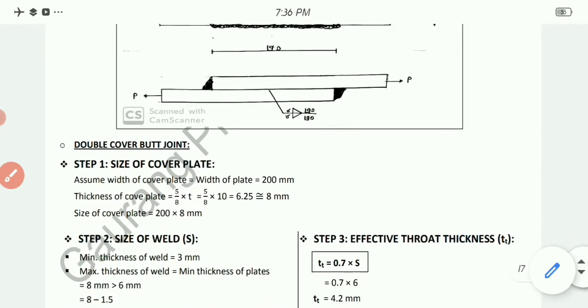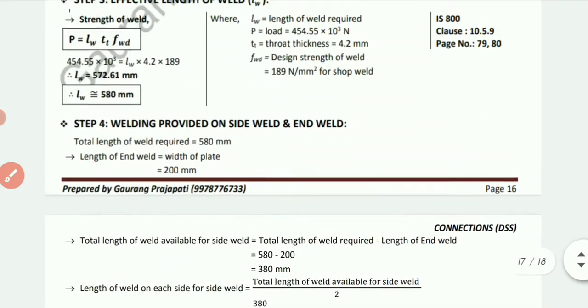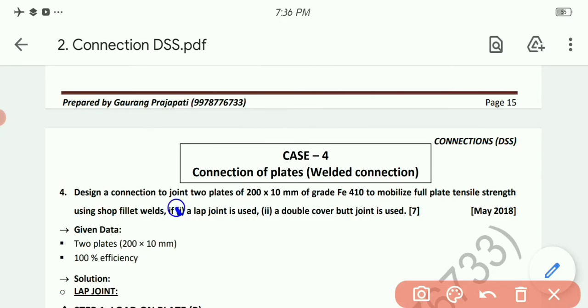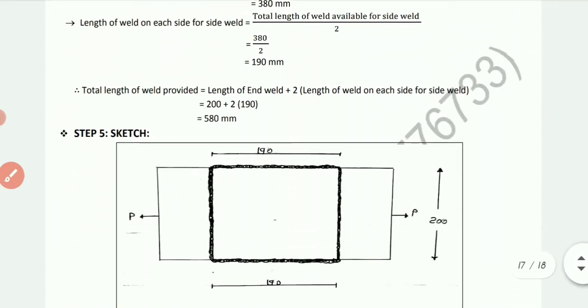Now let's start with another case, in which the data asks us to connect one using the lap joint and another using a double cover butt joint. So let's start with the double cover butt joint. Just a minute.